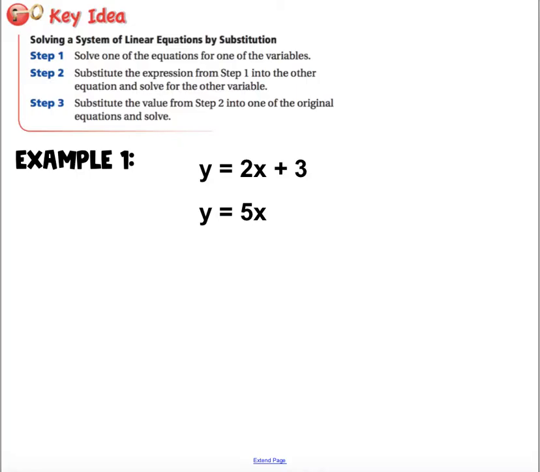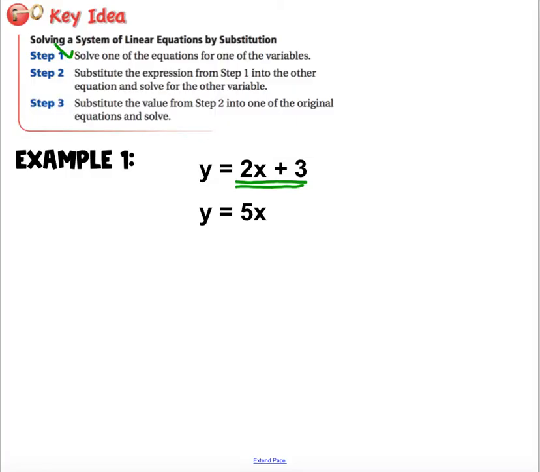Step 1. Solve one of the equations for one of the variables. Well, looking at my system, they're both y equals. So step 1's already done. Step 2, you're going to substitute the expression from step 1 into the other equation and solve for the other variable. What that means is you're going to take an expression from one equation, right?